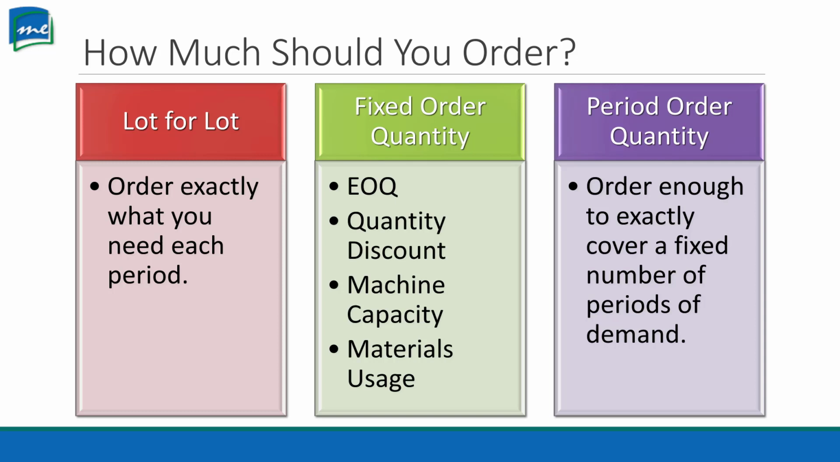But then we have our period order quantity. So we order exactly enough to cover a fixed number of periods of demand. So this could be we're ordering enough to cover what we need for the next month of this production. Where the lot for lot, you might be ordering what you can do for the first week, if that is what your time period is. So it depends on what you're producing and how difficult it is to source these materials to figure out which one's the best. However, we can look at it in the terms of total inventory cost.